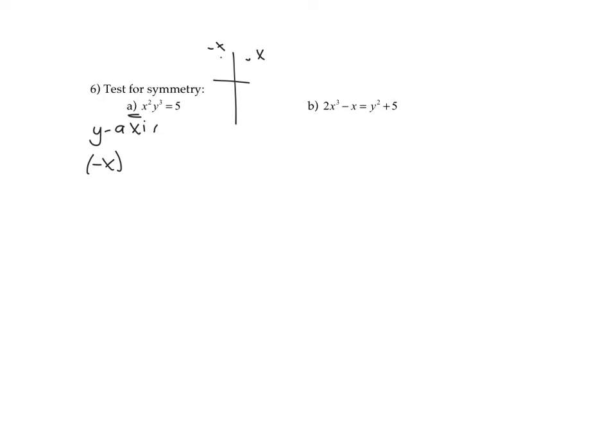So you have negative x in parentheses quantity squared, y cubed equals 5. And that does simplify to x squared, y cubed equals 5. Because you need to show that it's the same as the original.